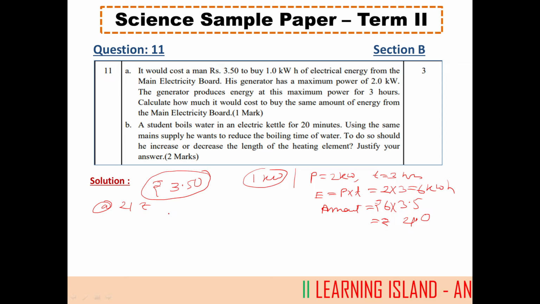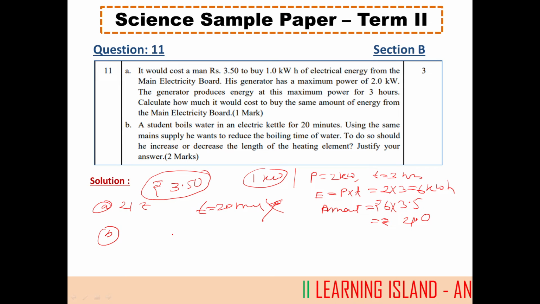Now in question B, what is said: a student boils water in an electric kettle for 20 minutes. Here time is 20 minutes. Now using the same main supply, he wants to reduce the boiling time of the water. He wants to boil the water in less time, less than 20 minutes. To do so, what should he do?